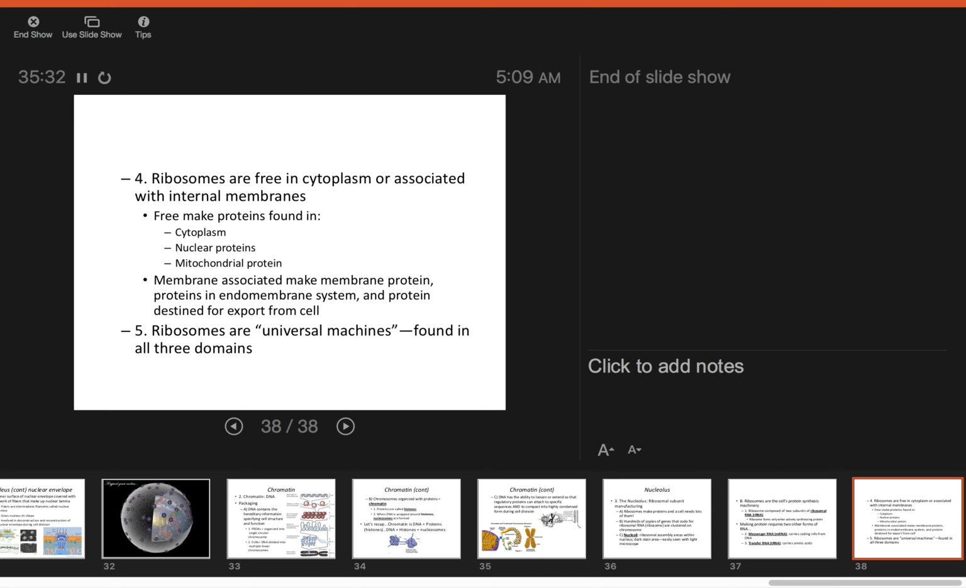My last slide. Ribosomes are free in the cytoplasm, or they are associated with internal membranes. And so you can find free ribosomes in the cytoplasm. Nuclear proteins, mitochondrial proteins, mitochondria actually have their own type of ribosomes. Or you can find them on the rough ER. But anyways, ribosomes are universal machines, and they are found in all three domains, even though the structure of it could be slightly different. So that's all I wanted to talk about today.